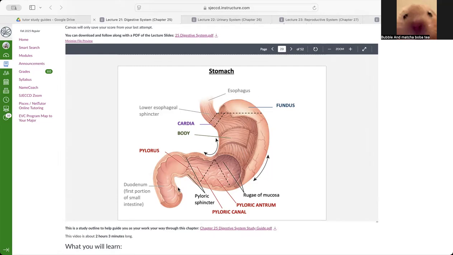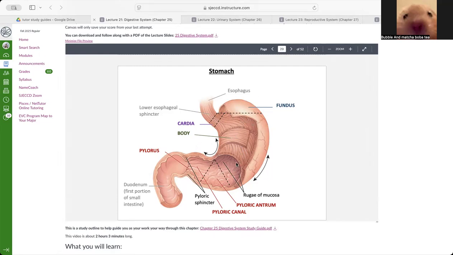It is part of the endocrine system because it releases a hormone called gastrin. It gets released into your bloodstream, sorry, and this tells your body when it's full. Okay, so we have different parts. We have the cardia, where the esophagus enters, closest to the heart. We have the fundus, which is the pouch above the cardia, and it's used for extra storage.